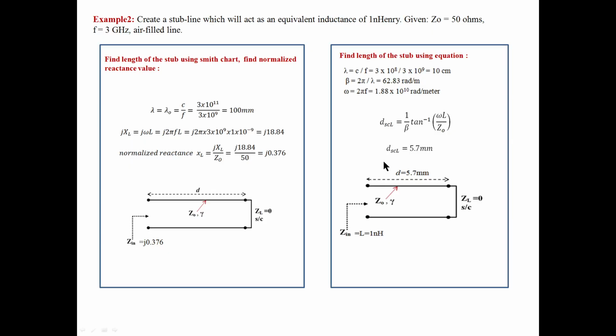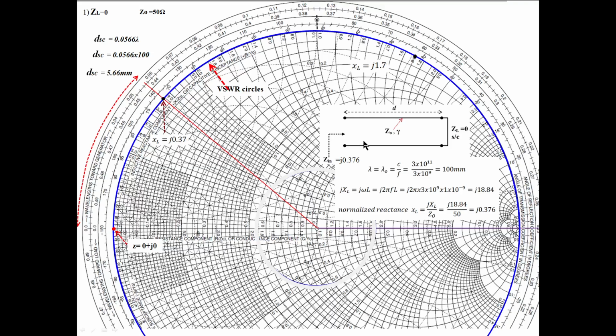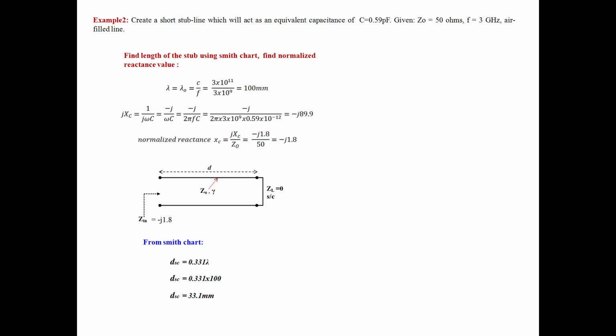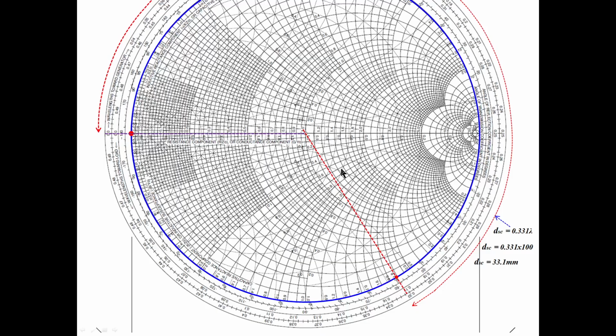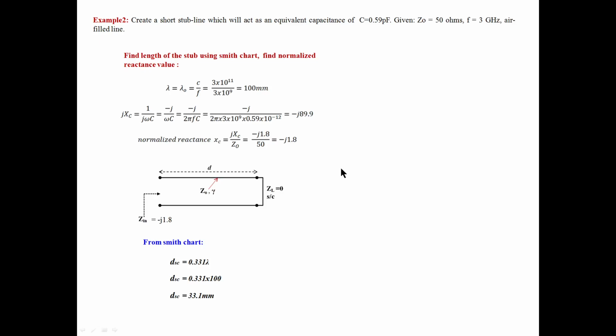These two problems we discussed by taking an inductor and a short circuited stub. Now we will see one more problem, how to implement a capacitor using a shorted stub. This is a shorted stub again. Again you have to find out the length of the line to provide that particular value of capacitor.